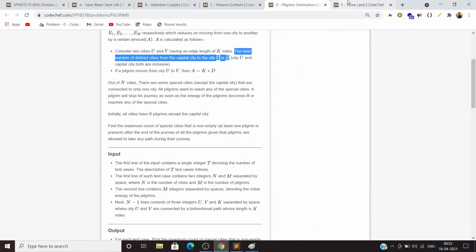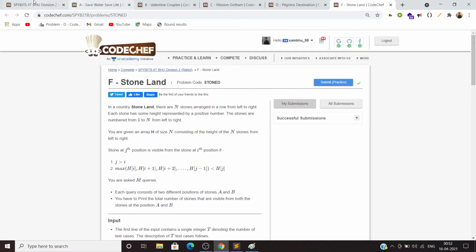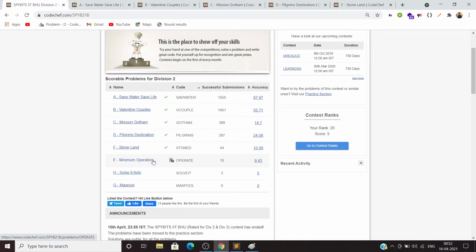So let's move on to the final F problem. I was not able to do the E problem, as you can see the submission level is low. So after some time I found that F is being solved much more, so I moved on to the F problem.